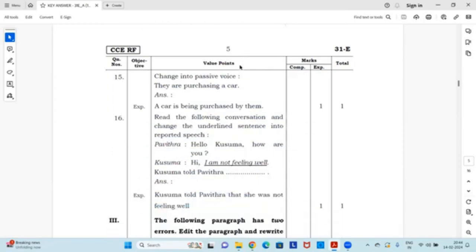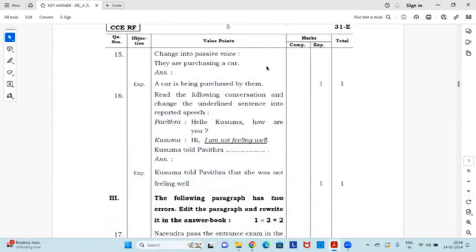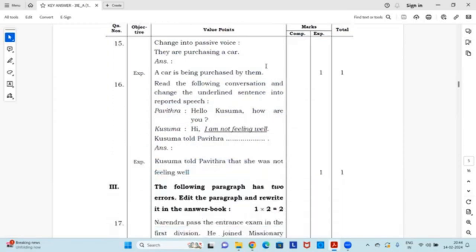Next, moving to the next question, number 15, change into passive voice. They are purchasing a car. Answer, a car is being purchased by them. Okay, this is passive voice.